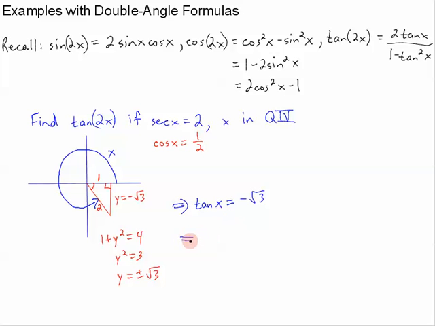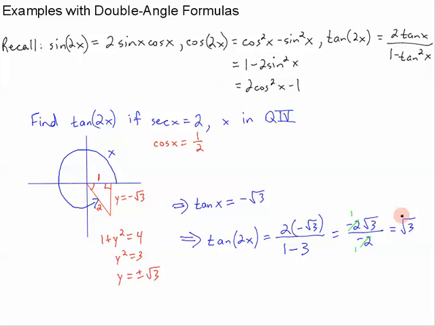So now we can say that tangent of 2x, using the formula we have up here, equals 2 times the tangent, which is negative square root of 3, over 1 minus tangent squared. When you square negative square root of 3, you just get 3. So on top you have negative 2 square root 3, because 2 times negative is negative, divided by, on bottom, negative 2. Well, the negative 2's cancel out and become 1's, and you just end up with the square root of 3.